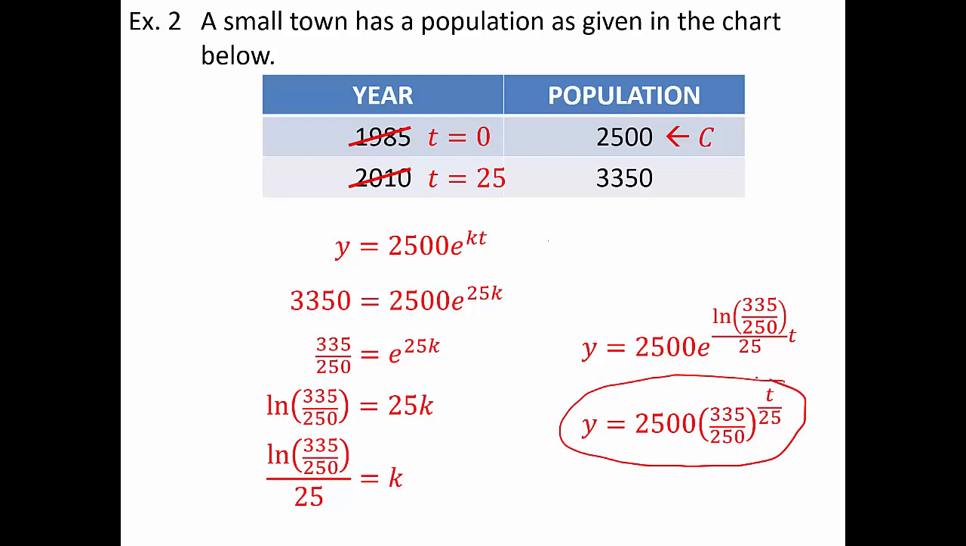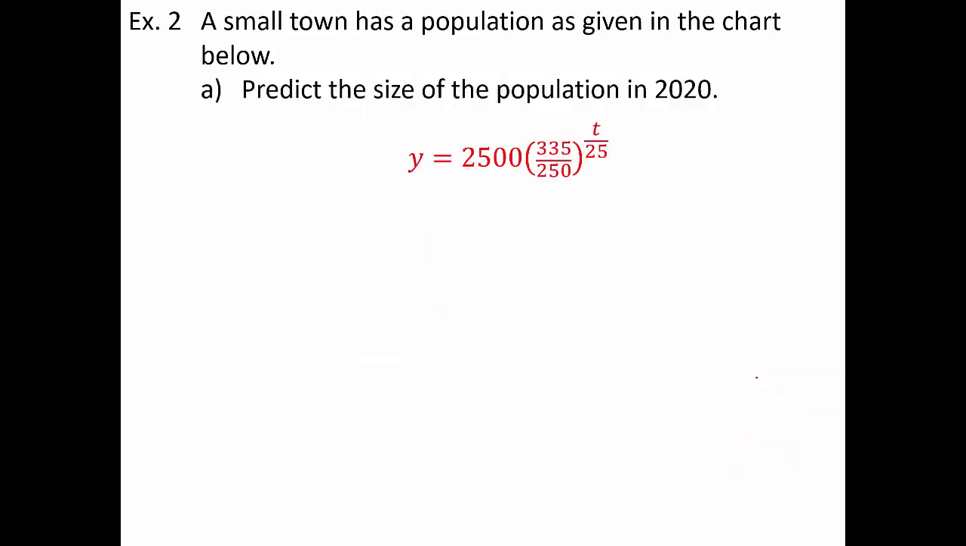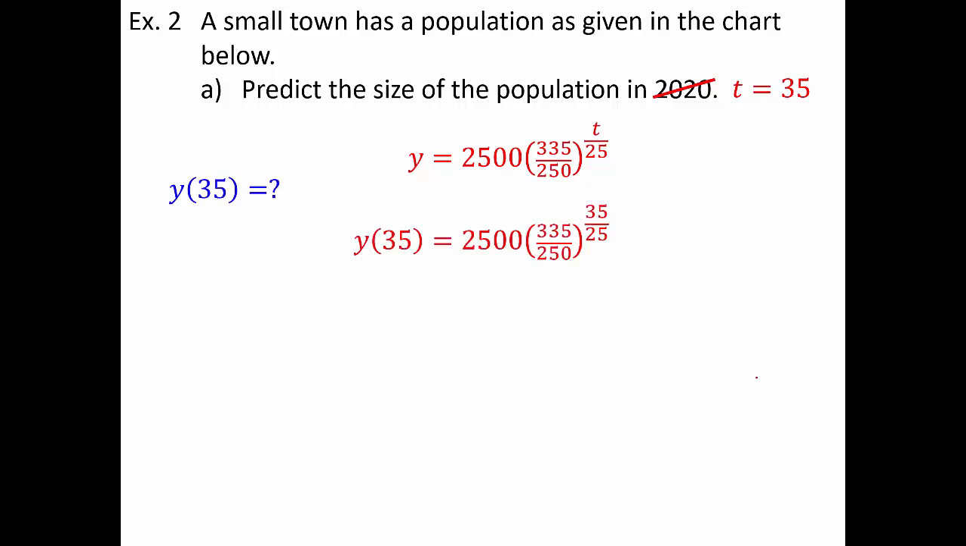Now let's actually start the problem. Predict the size of the population in 2020. Now recall, 1985 was t equals 0, which means 2020 is actually t equals 35. Don't go plugging in 2020 in for t, that wouldn't make any sense. So we're going to plug in 35 for t to figure out what the y value is. So plug in 35, type this into your calculator, let's see what you get.